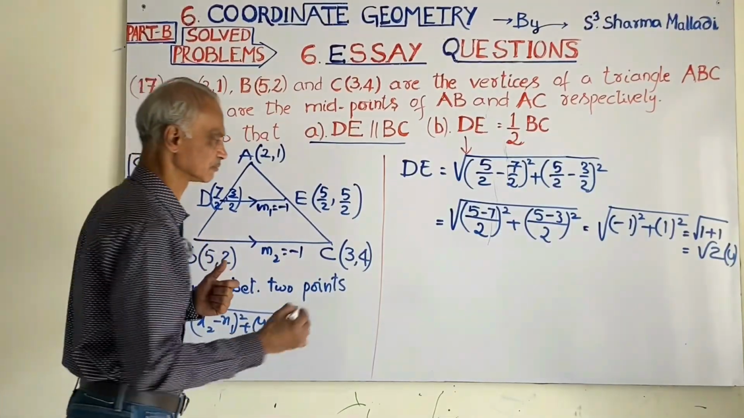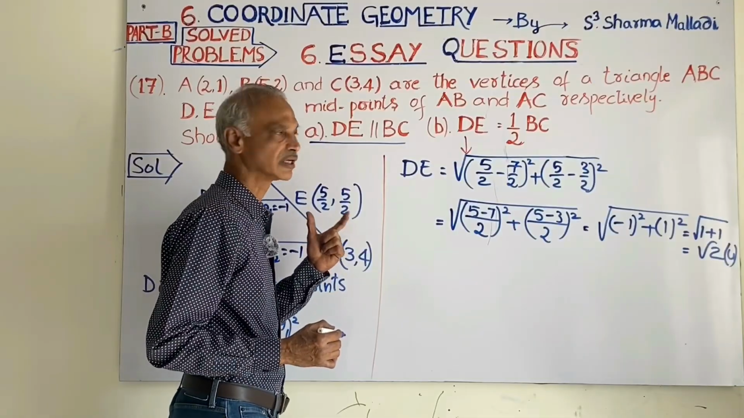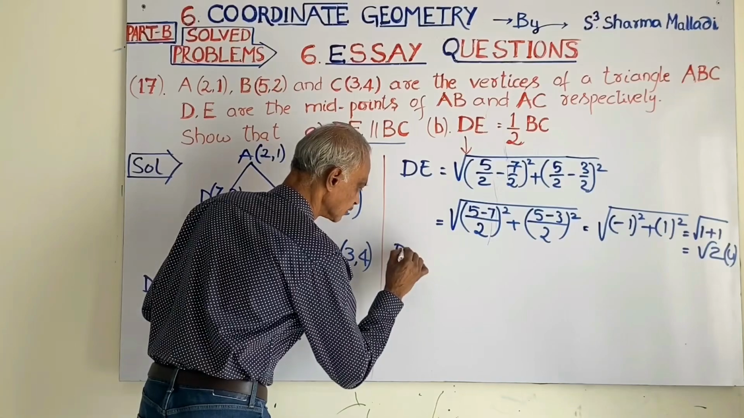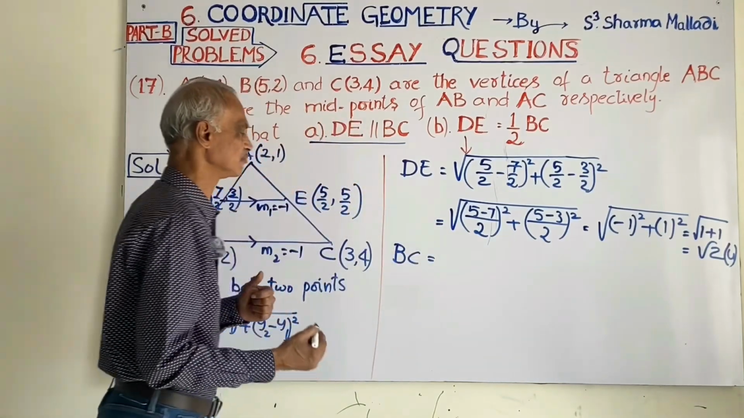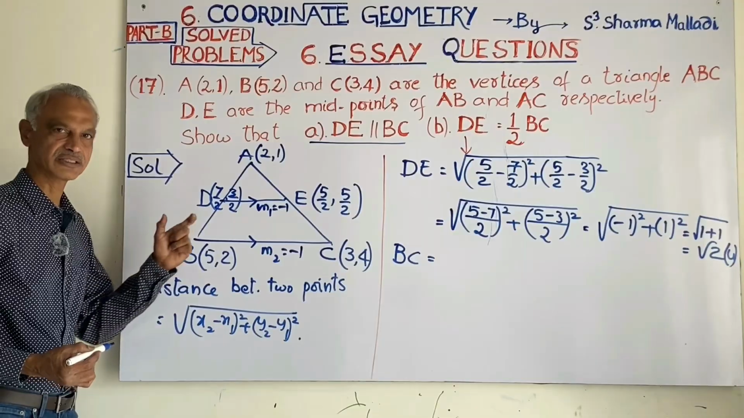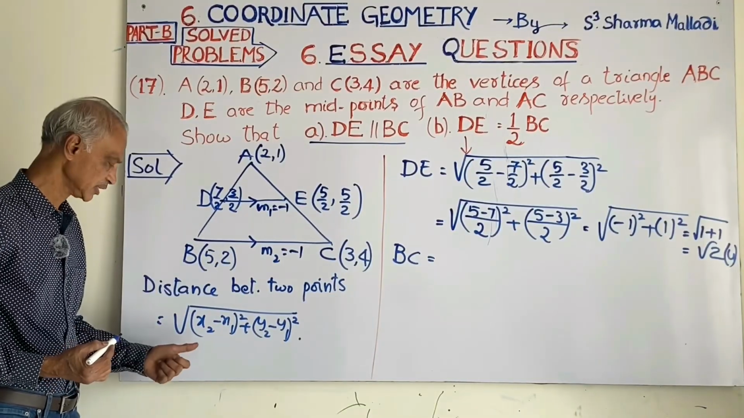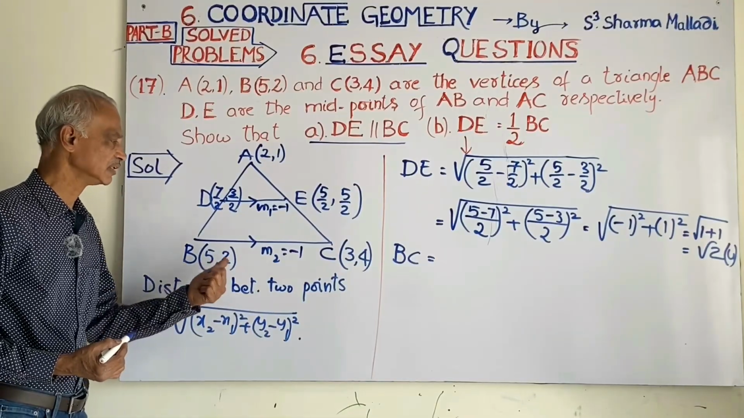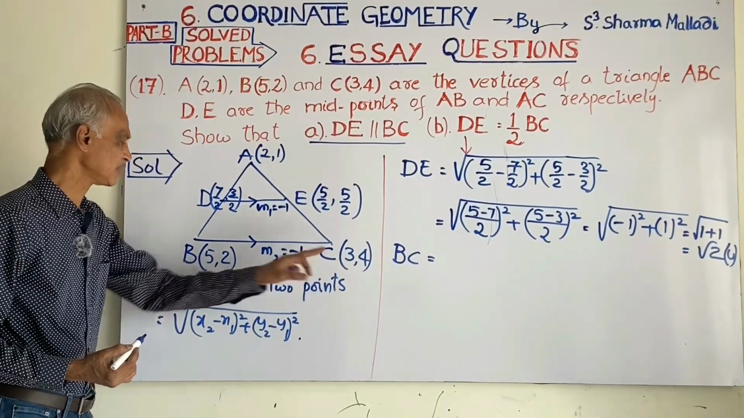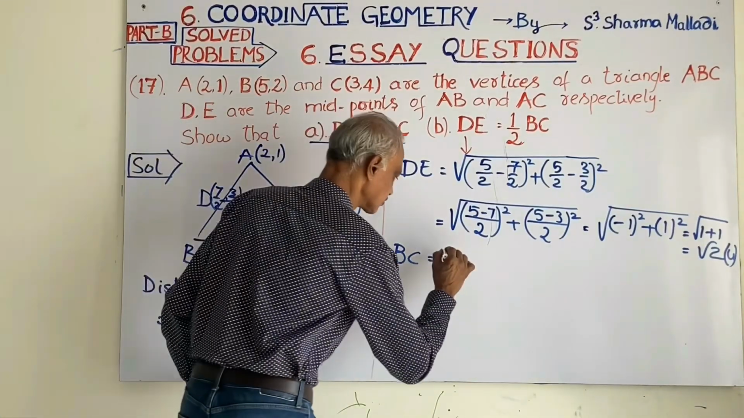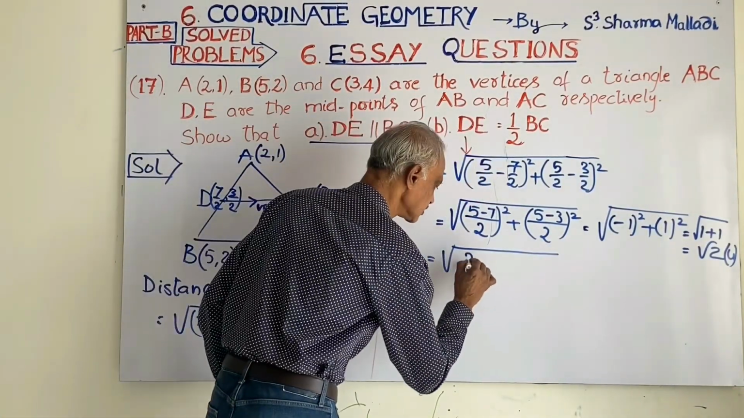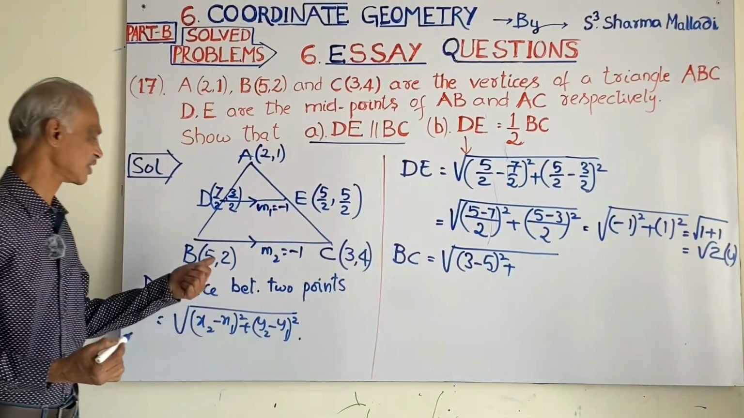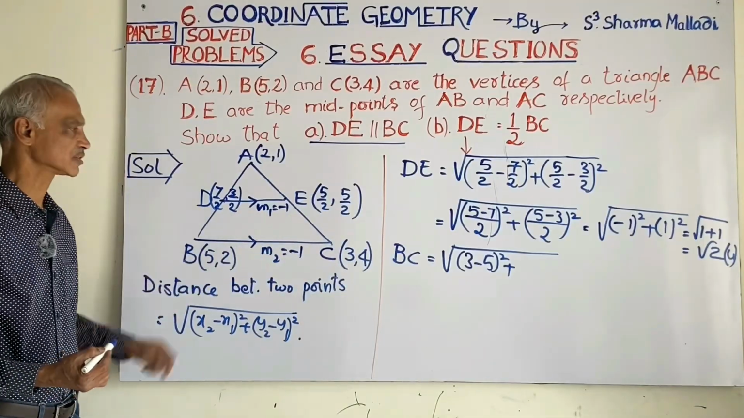Now we have to find BC. We have to show DE is half of BC. BC should be bigger. We have to find the distance between B and C. What is the formula we have? x2 minus x1 whole square plus y2 minus y1 whole square. With x1 y1, x2 y2, x2 minus x1 whole square, square root of 3 minus 5 whole square plus y2 minus y1 whole square means 4 minus 2 whole square.